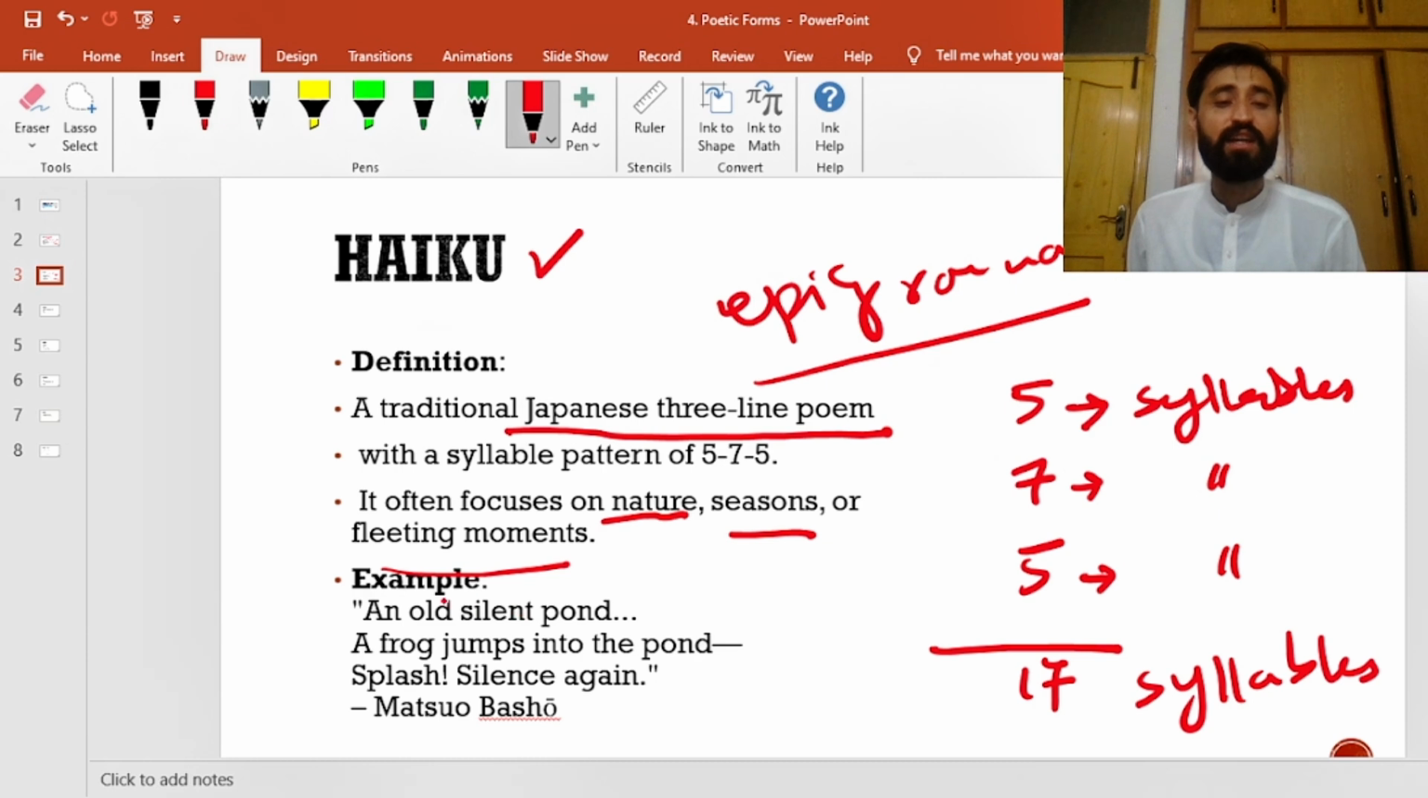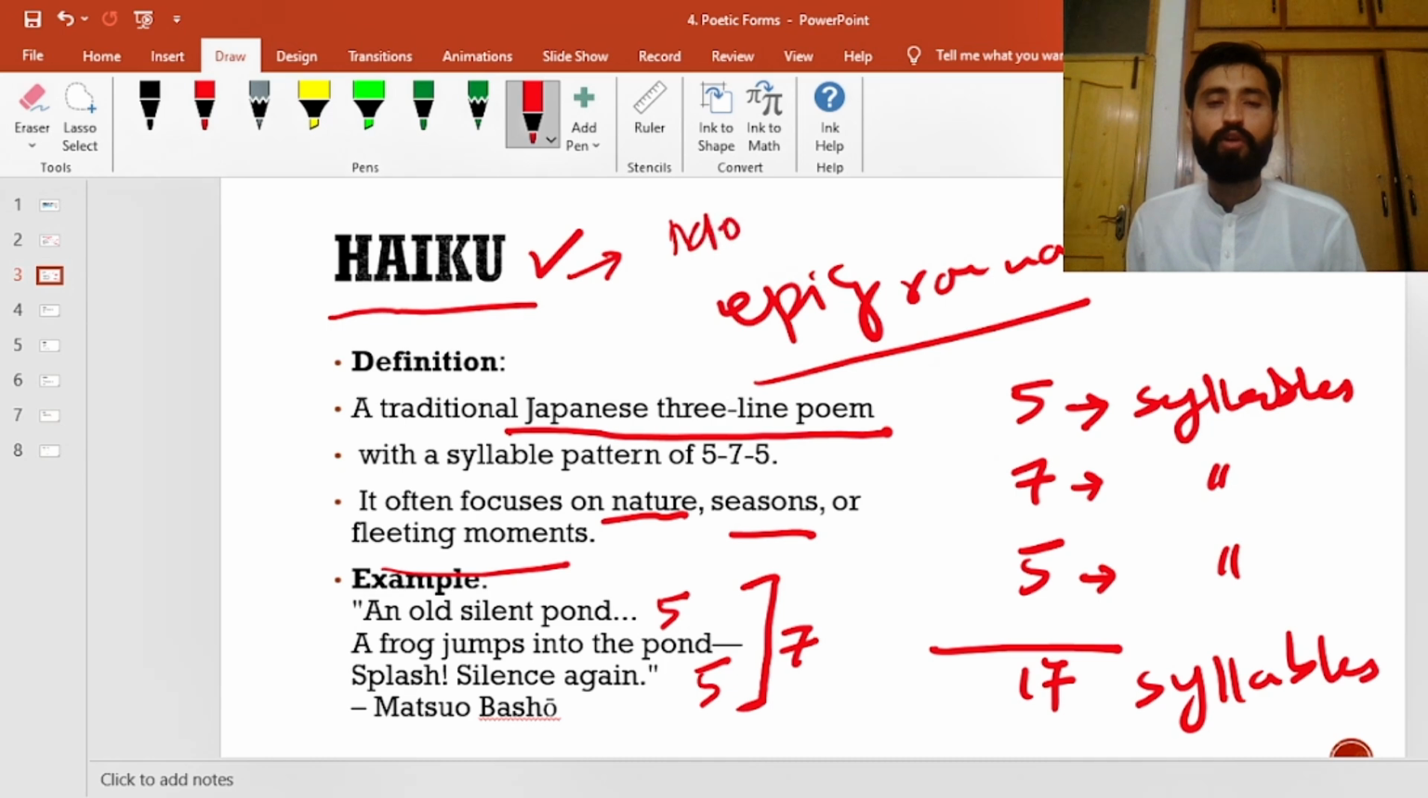The next thing is the example: an old silent pond, a frog jumps into the pond, splash, silence again. Now look at this poem. The first line has 5 syllables, the second one has 7, the third one has again 5. And this is the perfect example of haiku poetry. So haiku poetry is very popular when it comes to modern poetry. So you need to keep all these things in mind.